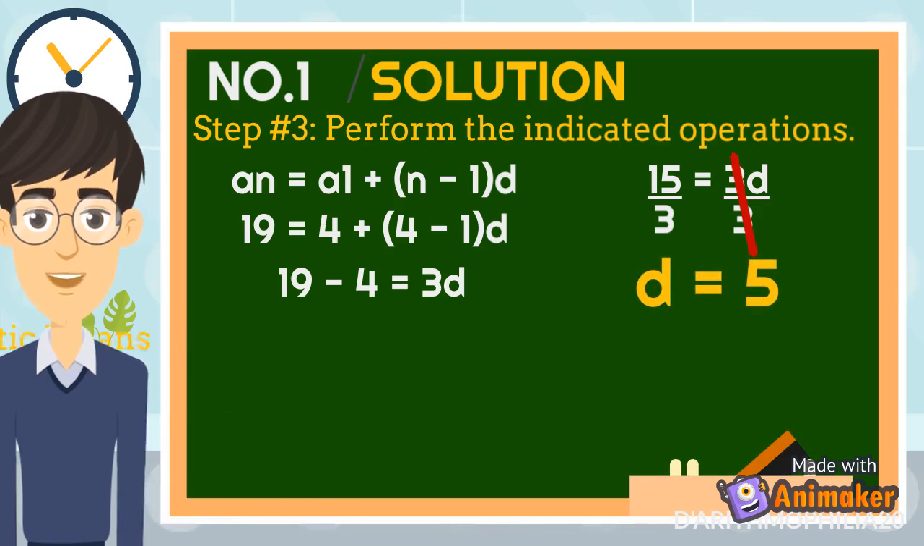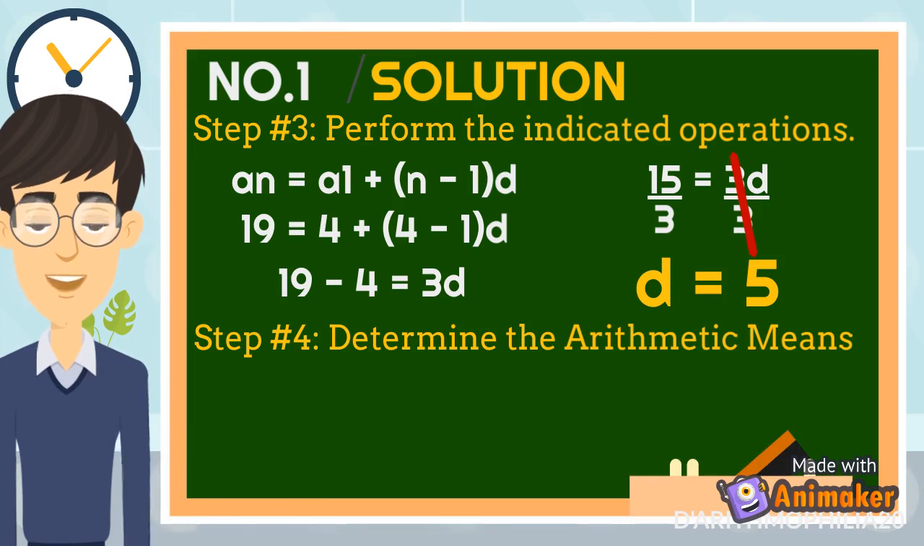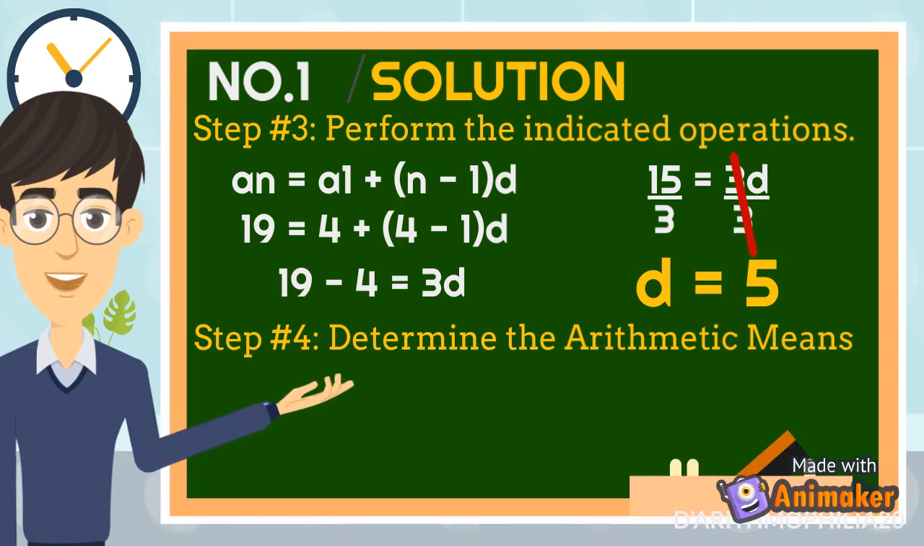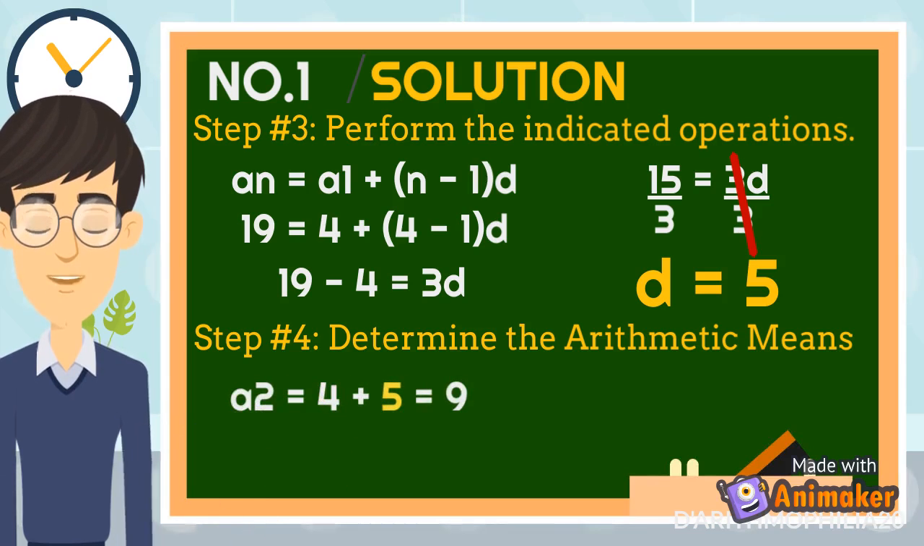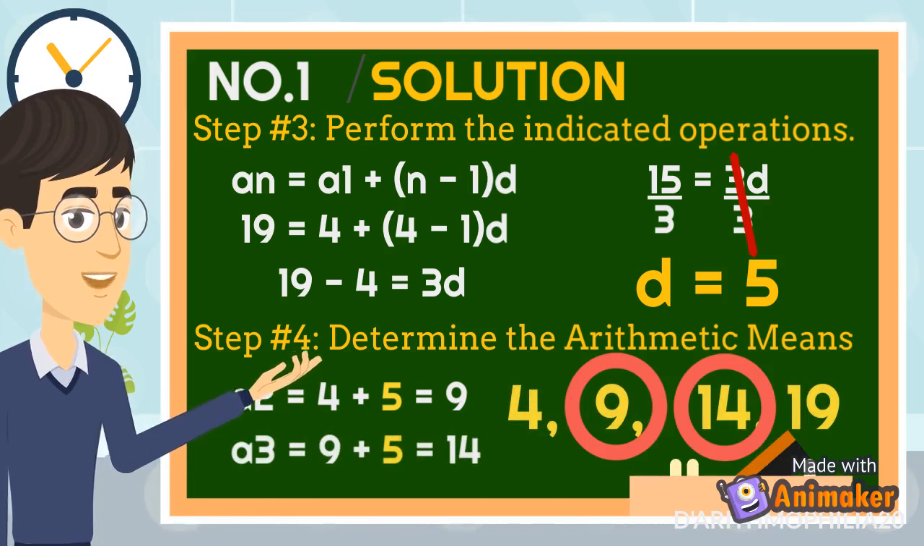Now, in order for us to find the two arithmetic means between 4 and 19, we will simply be adding the common difference, which is 5, to our first term and so on. That is, a sub 2 equals 4 plus 5, equals 9. Next, a sub 3 equals 9 plus 5, equals 14. Therefore, our arithmetic means are 9 and 14. Is it understood? I hope it's yes.